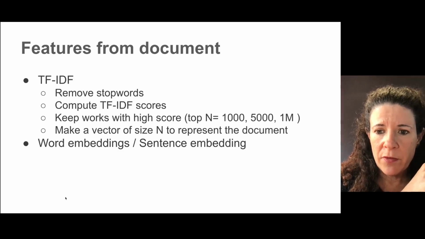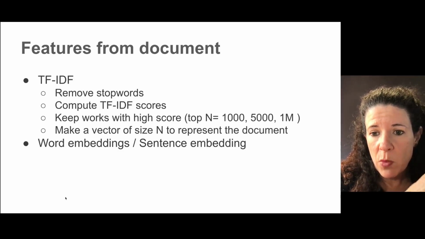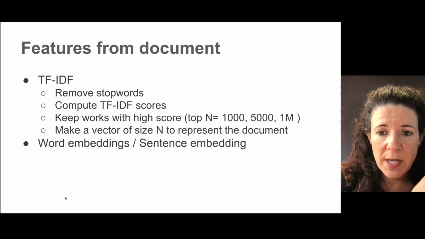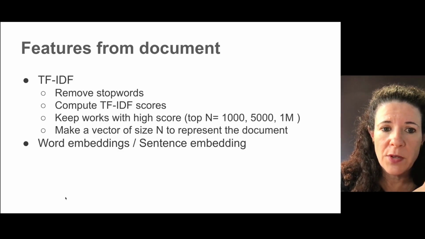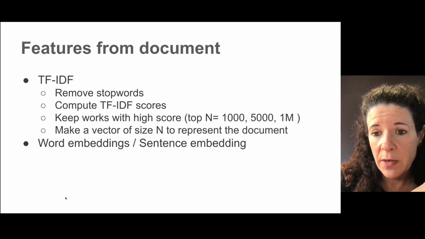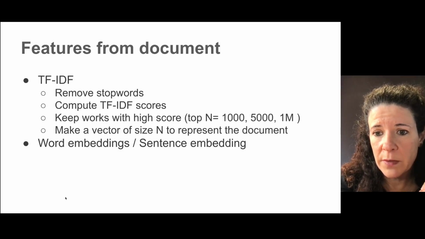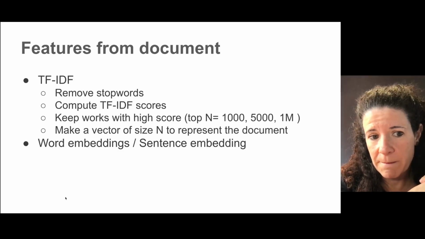What about features from documents? Well, there are many ways in which we can look at features from a document. One basic way to do it is to do some kind of TF-IDF. For example, you remove stop words, you compute the TF-IDF scores of all the words, and you keep, for example, the top 10,000 of them. And that would be the representation of your document.